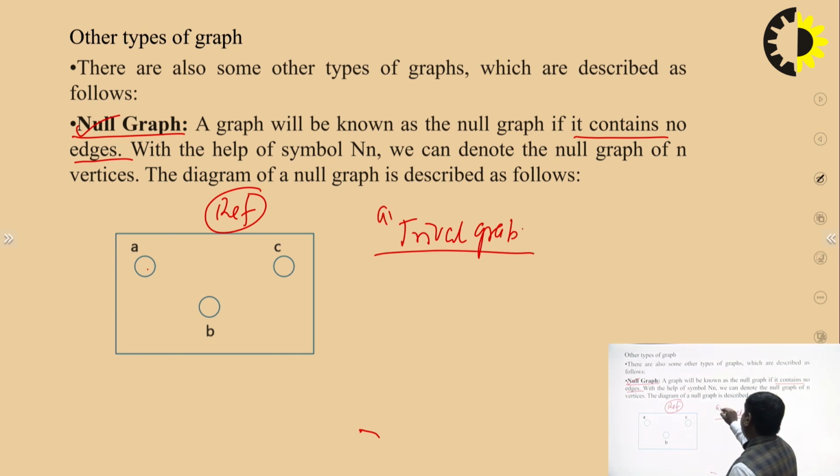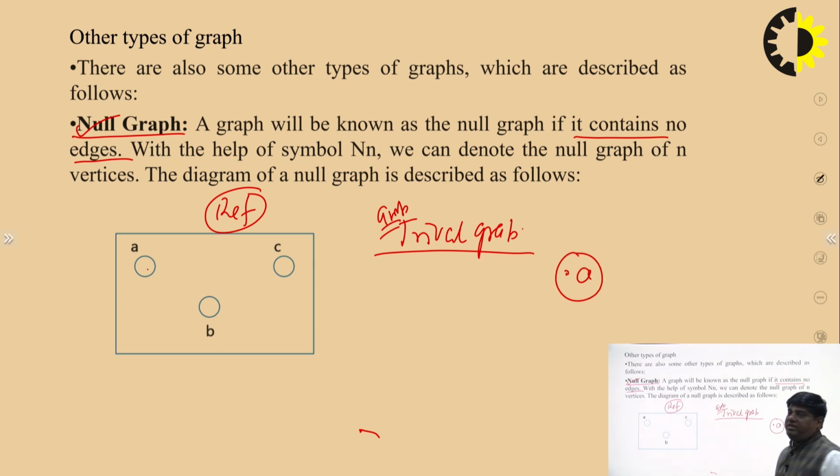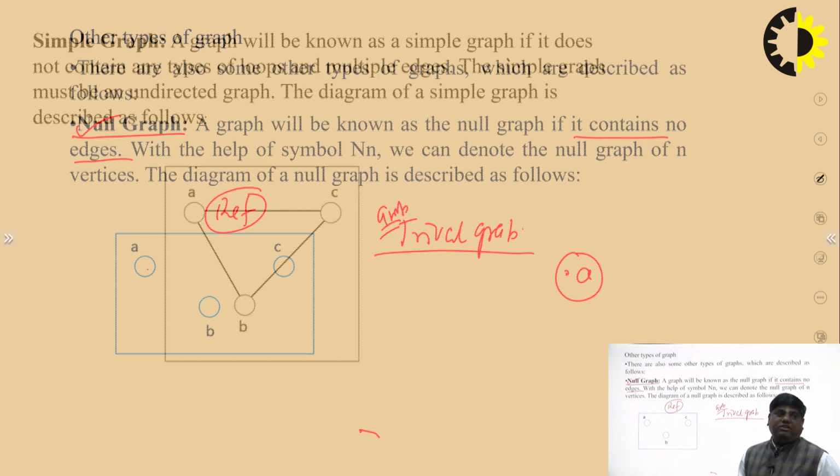That is also very important. A single node is also known as the trivial graph. Single node. Okay, that is a very simple definition of the trivial graph.